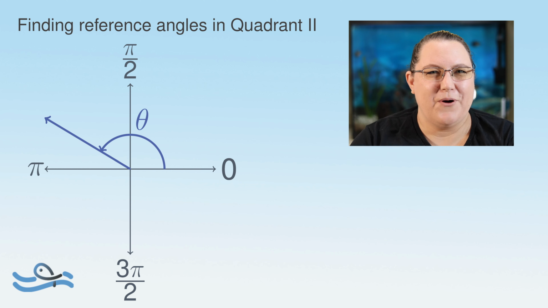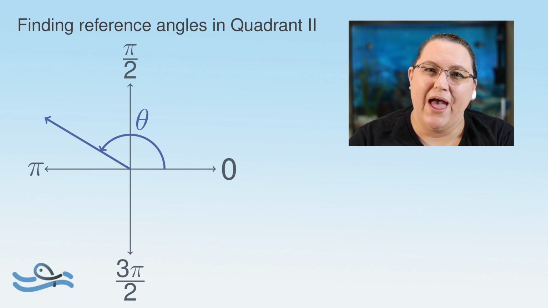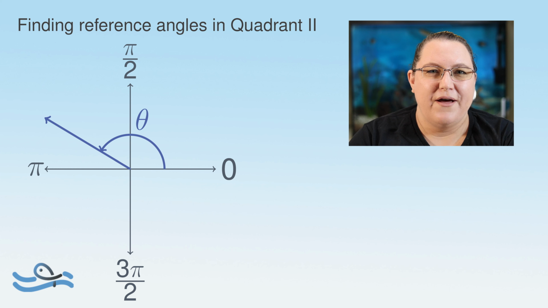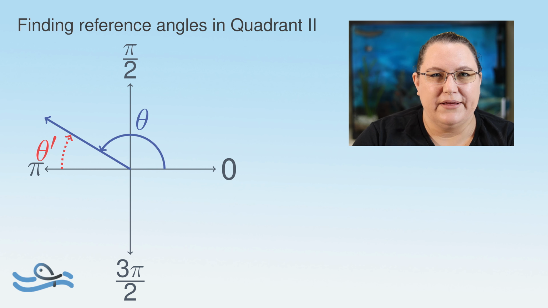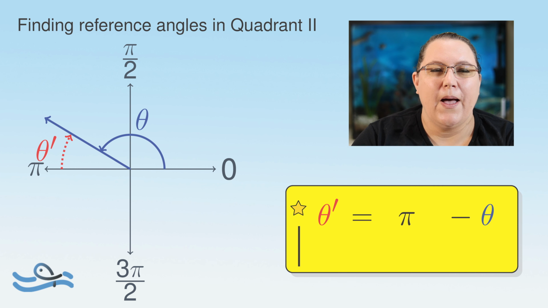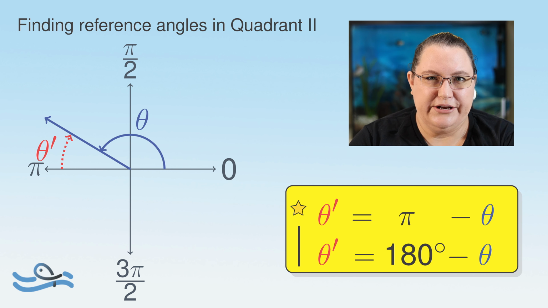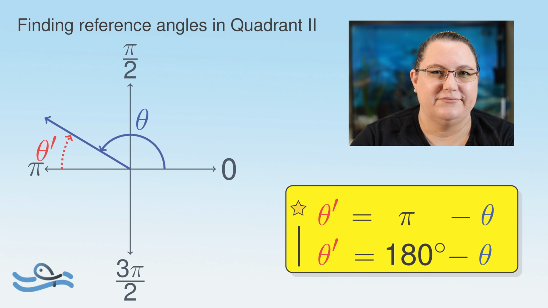If theta is in quadrant 2 between pi over 2 and pi, then our reference angle is in the location pictured in red here. Our reference angle, theta prime, can be calculated by subtracting pi minus our original angle, or 180 degrees minus our original angle.